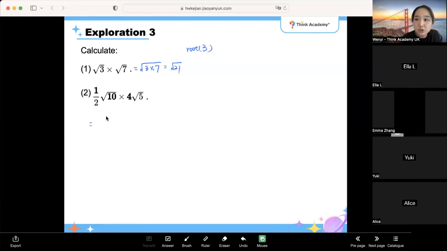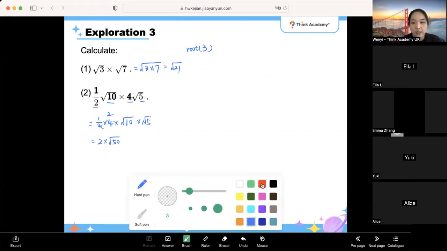Then for the second question, we have two mixed surds multiplying each other. The first thing we need to do is to multiply rational numbers by rational numbers and surd by surd. We get 1 over 2 times 4 times root 10 times root 5. And this, we can cancel a 2 here and leave with 2. Then we can write 2 times root 50. And yes, of course, you can leave the answer like this.